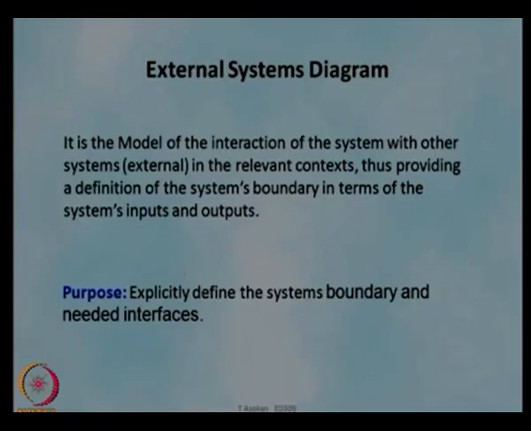So, that was about the input output trace for identifying the requirements for the operational concept, and another factor we need to take care of is the external system diagram. As I mentioned, the system interacts with the environment and other systems. So, we need to identify the boundary within which we need to concentrate our design efforts. For that we need to have the external systems diagram. It is the model of the interaction of the system with other systems in the relevant context, thus providing a definition of the system's boundary in terms of the system's inputs and outputs. So, here we are defining the system boundary in terms of the system's inputs and outputs.